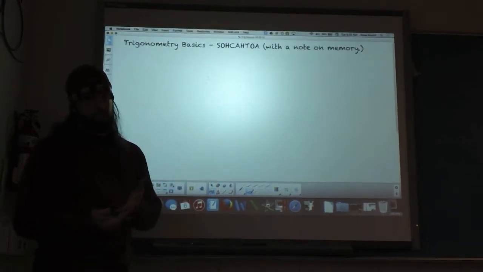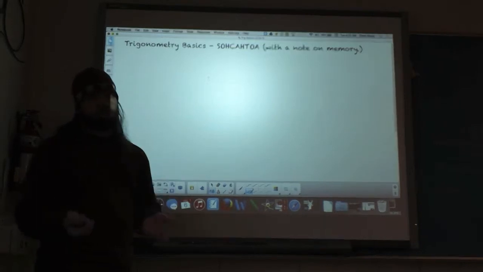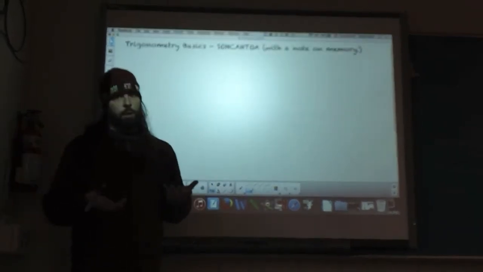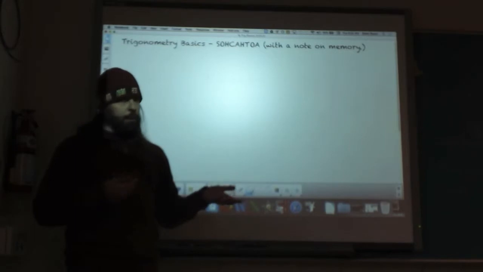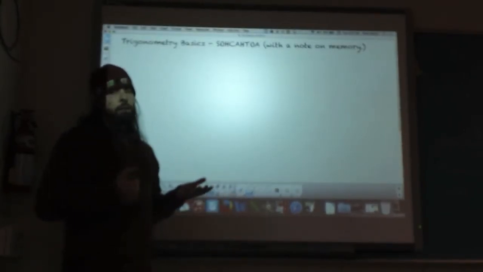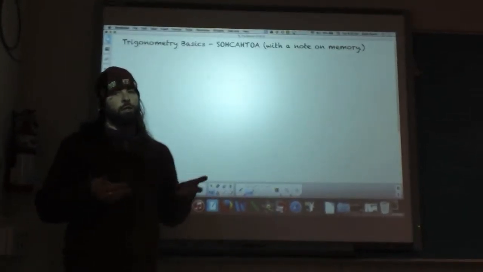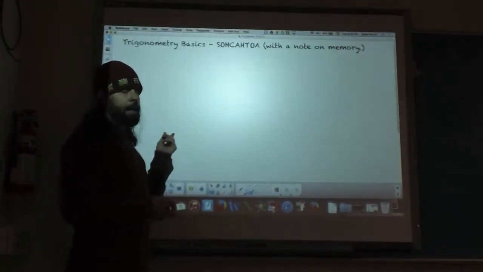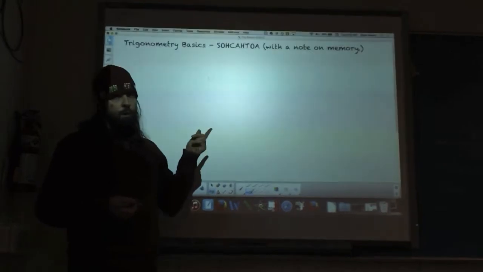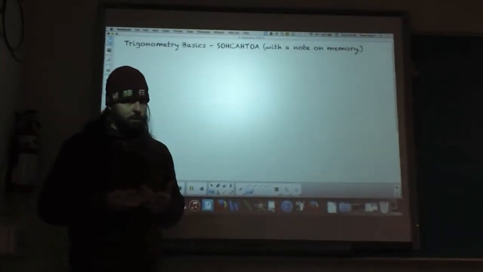One example is PEMDAS, right? The order of operations. There's no real reason why it has to be that way. It's a matter of convention. We agree to do it that way in the same way we agree to capitalize the first word of a sentence. So PEMDAS is something for which there's no real explanation other than convention, and so it's something we just have to know as a matter of memory. Today's lesson involves one of those same things, and it's the definitions of the trig functions.